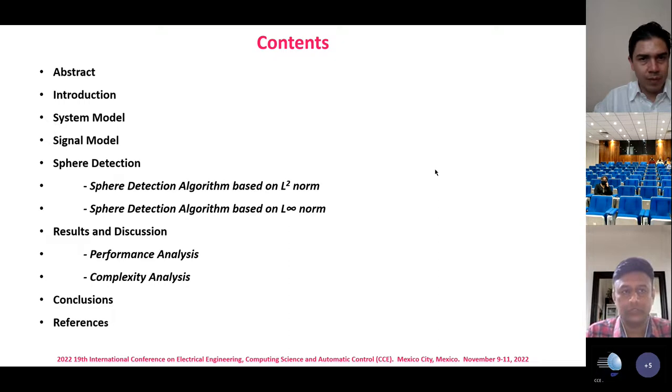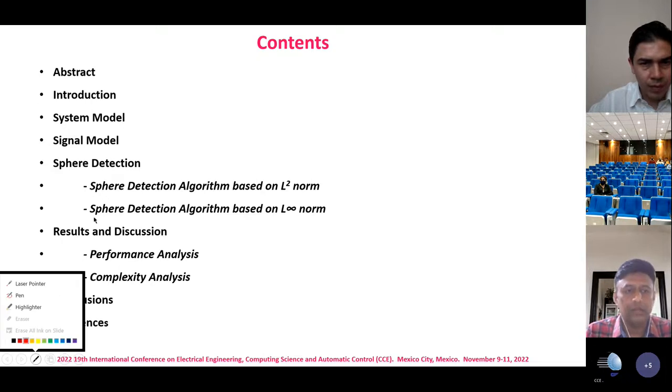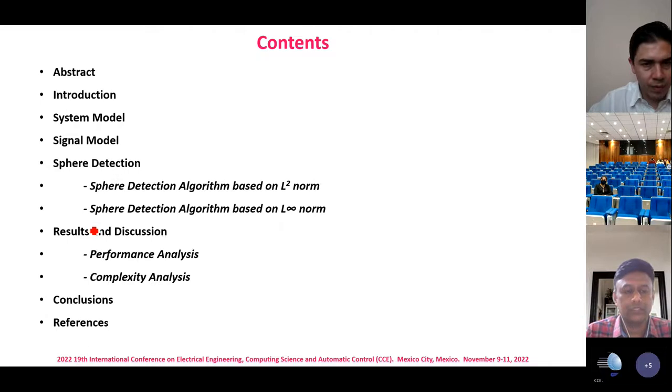Coming to the contents, which I'm going to explain in the next 10-15 minutes. First, I'll start with the abstract and an introduction to the MIMO system model, which is one of the popular models in wireless communication systems. Then the already existing method will be discussed, and then the proposed method. The existing method is the general Euclidean norm method, which is the spur detection algorithm based on the L2 norm. Next, the proposed one is the spur detection algorithm based on the L infinity norm. Then the results and discussion will be presented in terms of performance analysis and complexity analysis, followed by conclusions and references.